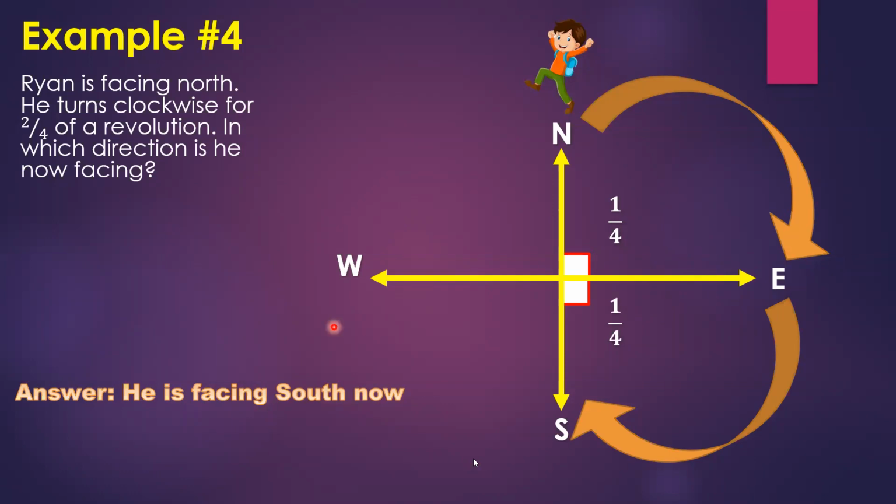Chai, where's Chai? Chai, are you there? Yes, sir. Can you explain how we got south? First, we started on north. Then we took 2 rotations, which led us to south. Okay, so we went from north to east to south. Very good. North to east to south. Thank you.